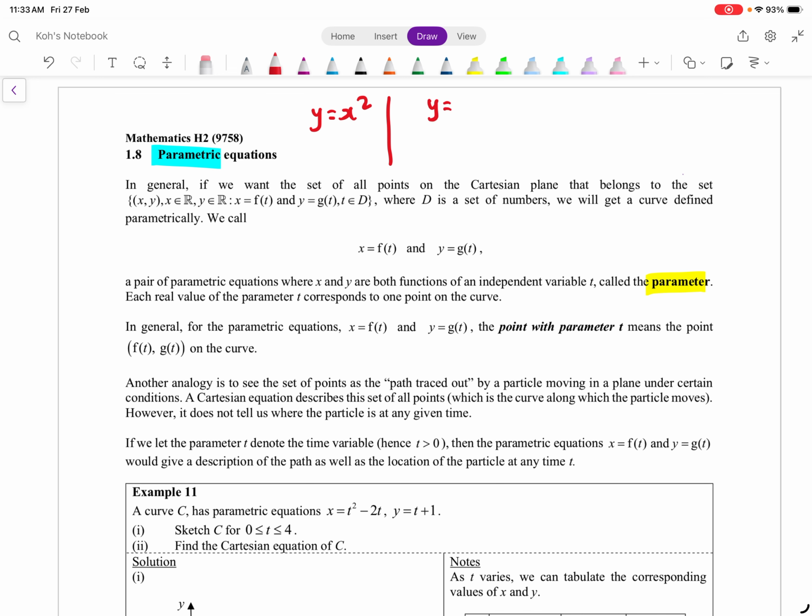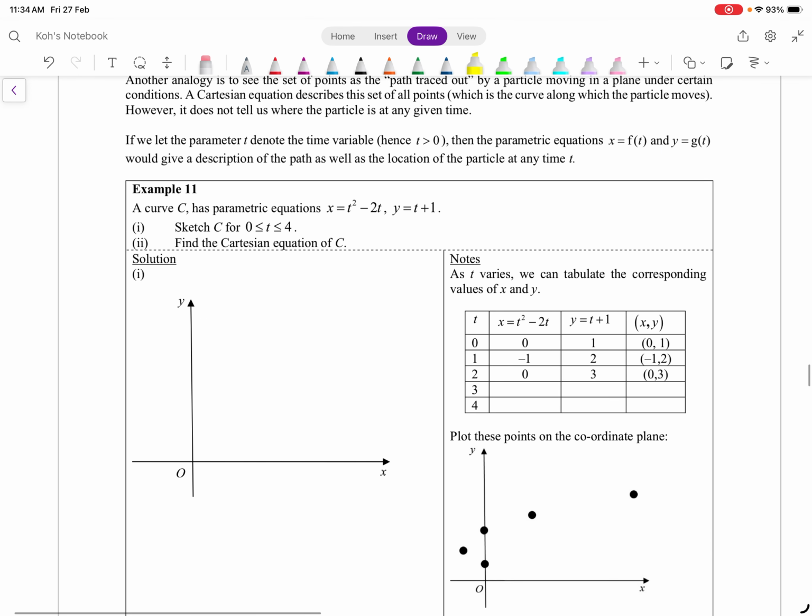Let's just say the third variable is t. Then after that, I also need to express x, because we must have y and x. So this part is Cartesian, y equal to x squared. Then parametric just means y equal to t, then x is equal to, for example, t squared minus t. So these two things are known to be a parametric equation. Of course, the t that you see is known to be the parameter. Okay, so let's take a look at one example to see what is actually happening.